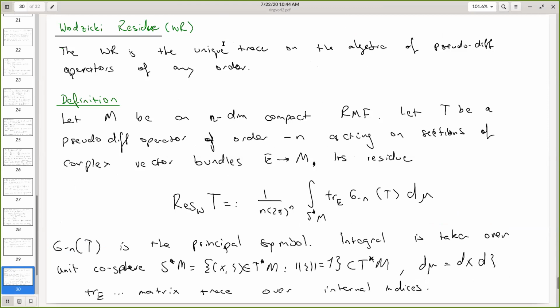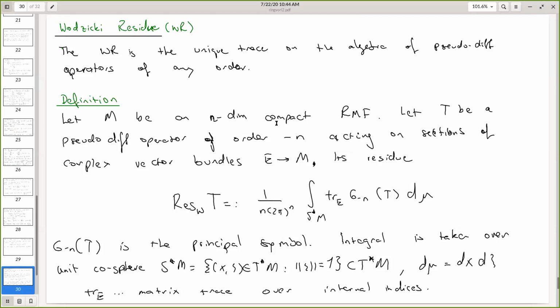Now, the last thing that I will define for today, and so we have three slides left, is the so-called Wodzicki residue. This will also be important, and this is the reason why I defined a pseudo differential operator. Because the Wodzicki residue is the unique trace on the algebra of pseudo differential operators of any order. So you take a pseudo differential operator, which is a differential operator with sort of decayness to it, so it has a decayness property, and of any order, and the Wodzicki trace is a unique trace of that.